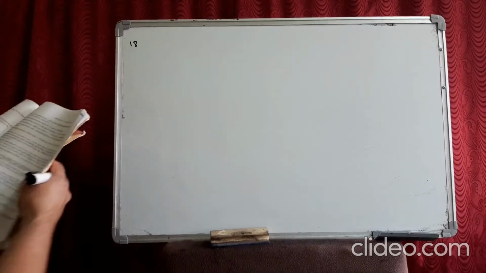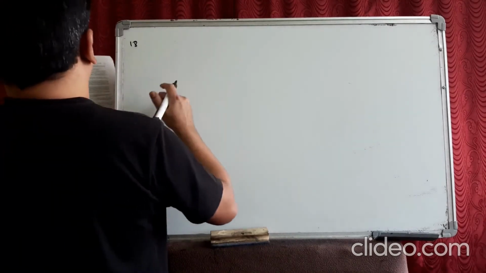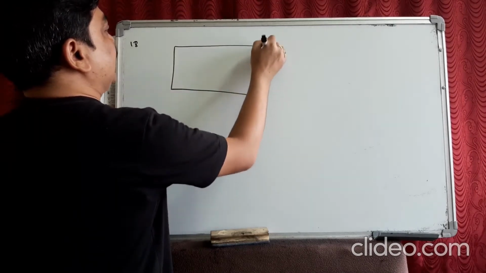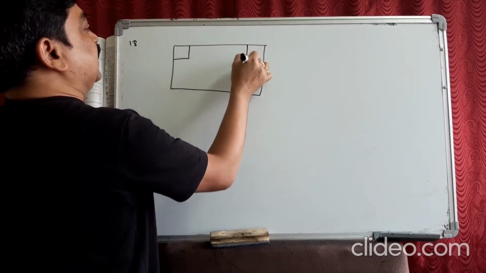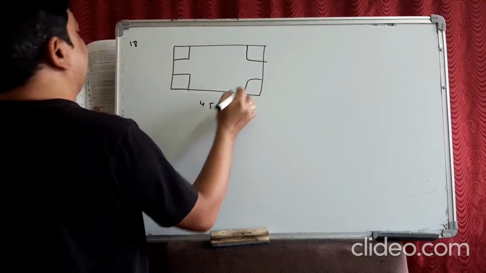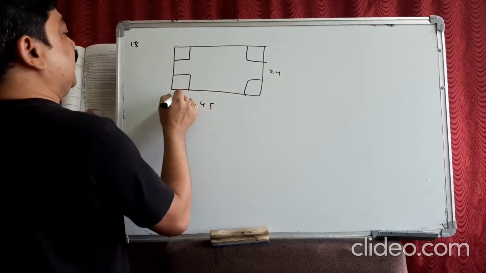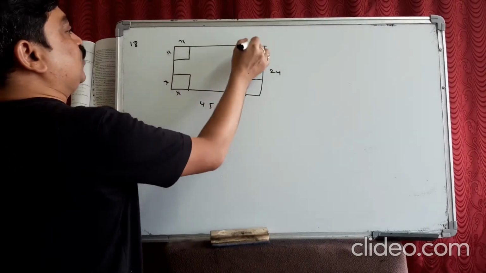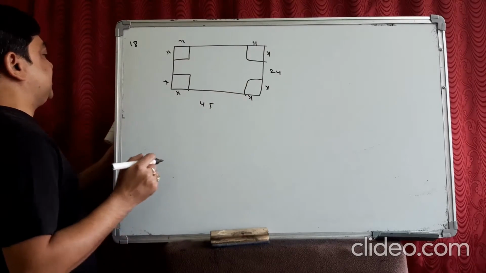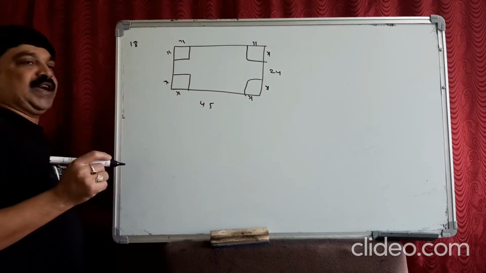Now see the 18th question. Here it is not a square, it is a rectangle. Actually, the box is made with a rectangle here, but the corners are cut. The same corners are cut here. The length is 45 and breadth is taken as 24. So the part that was cut I took as x, x, x, x. So the length and breadth will be changing here. Here also volume is maximum.